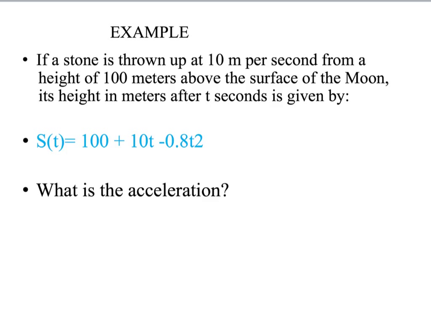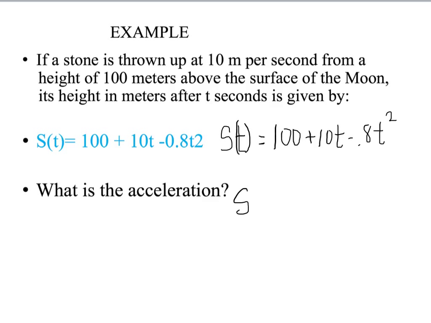Let's try one more. So this one I'm going to go ahead and rewrite as well. S of t is equal to 100 plus 10t minus 0.8 t squared. And it's simply saying, what is the acceleration? So, in order to find the acceleration, you know that you would find s prime of t and then s double prime of t is the one that would tell us the acceleration.